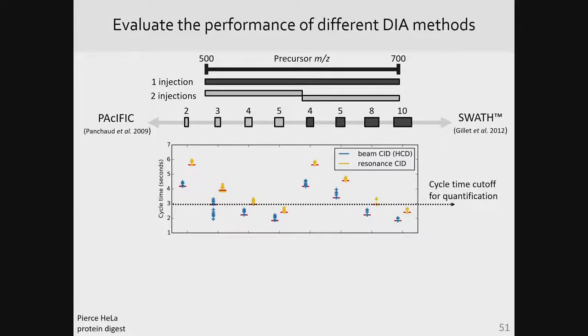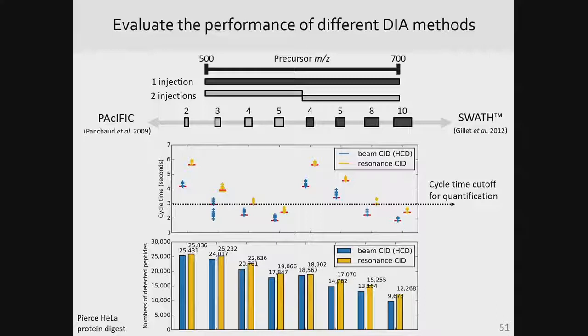We also looked at the number of peptides that were detectable, and in almost all cases, the resonance CID gave slightly better detections than the beam CID, but it was never really enough to be significant. So we always ended up sticking with beam CID, mostly because it was faster, and for us, quantitation was more important than the number of peptides that we could detect.